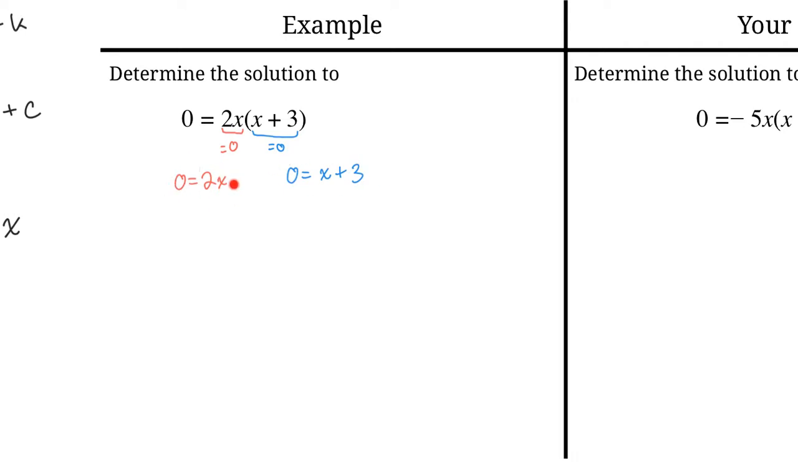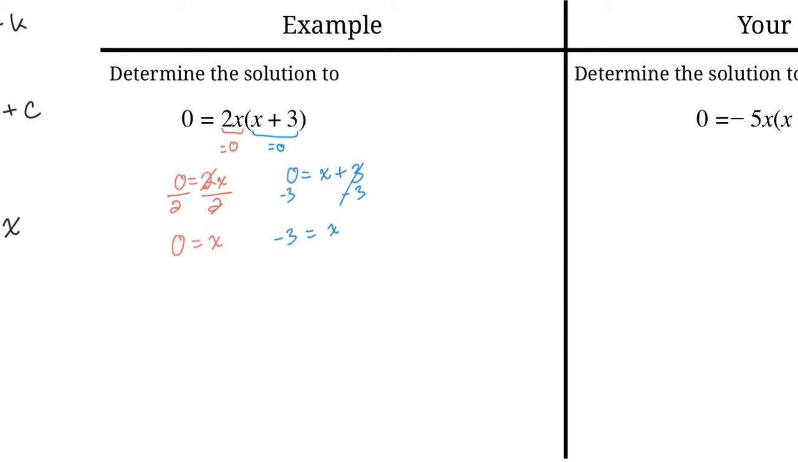So 0 equals 2x. 2 is just being multiplied with x, so we need to do the opposite, which is division. So we're going to divide both sides of our equation by 2. And that gets x on its own, and 0 divided by 2 is just 0. So in one case, x is equal to 0. And in our second little equation, we're finding the value of x that makes x plus 3 equal to 0. So we need to isolate x, and since 3 is being added, we need to do the opposite, which is subtract 3. So x is just equal to negative 3.